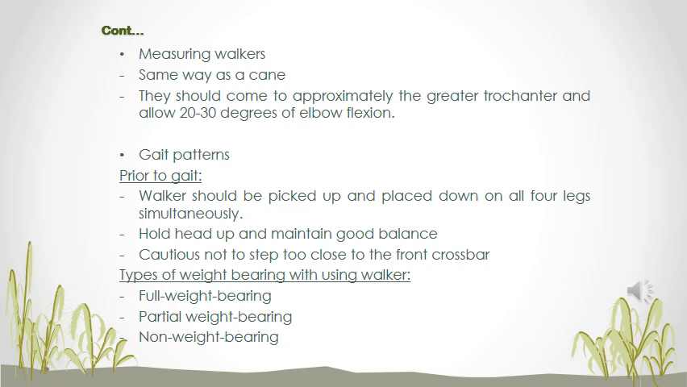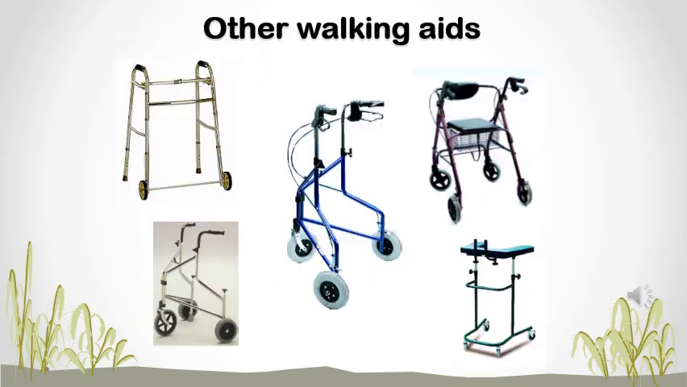So various different weight bearing that you can use a walker for is of course full weight bearing, partial weight bearing where you only place a certain amount of weight through the affected leg, and then of course non-weight bearing where you don't put any weight down through the affected leg. Here are some pictures to show you that there are other walking aids, mobility aids as well.